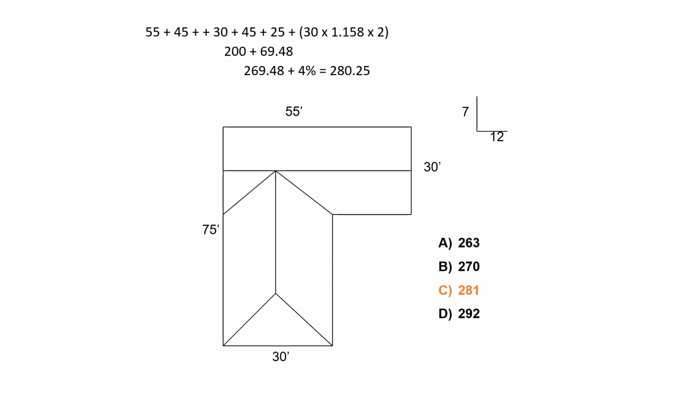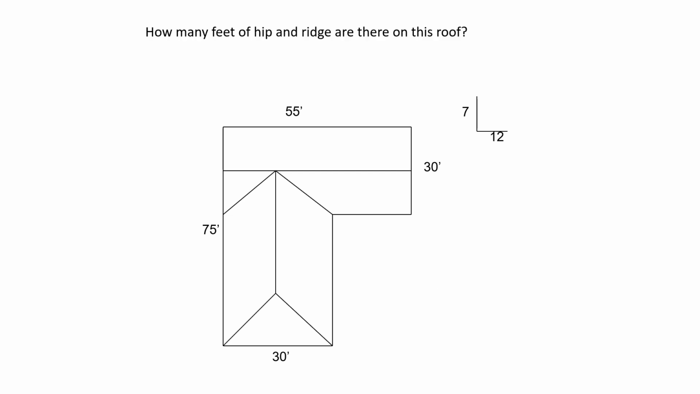Okay, we're going to do one that you may or may not see on the general builder or residential, but you could see it, so it's worth taking a look. You could easily see this on the roofing exam if you're going to take that. How many feet of hip and ridge are there on the roof? Okay, so if you think you can do this, then go ahead and hit the pause button and give it a shot. Otherwise, I'm going to walk you through it right now. Okay. How many feet of hip and ridge?